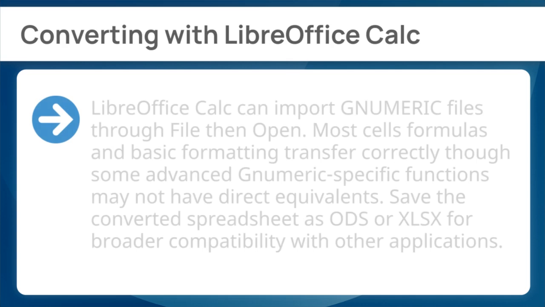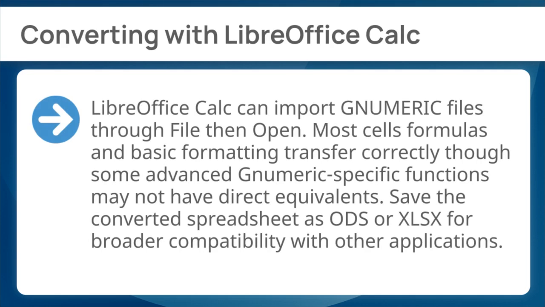Next, converting with LibreOffice Calc. LibreOffice Calc can import Gnumeric files through File then Open. Most cells, formulas and basic formatting transfer correctly, though some advanced numeric-specific functions may not have direct equivalents. Save the converted spreadsheet as ODS or XLSX for broader compatibility with other applications.